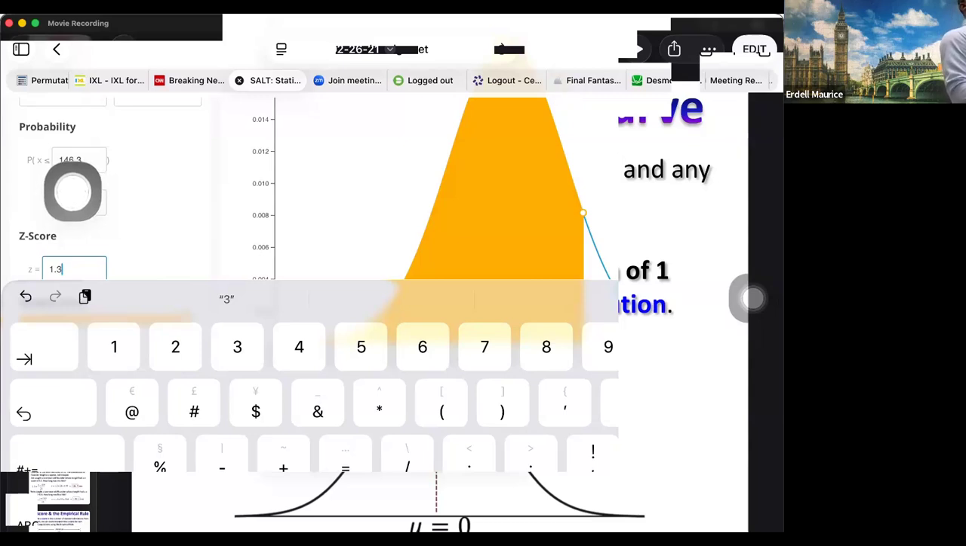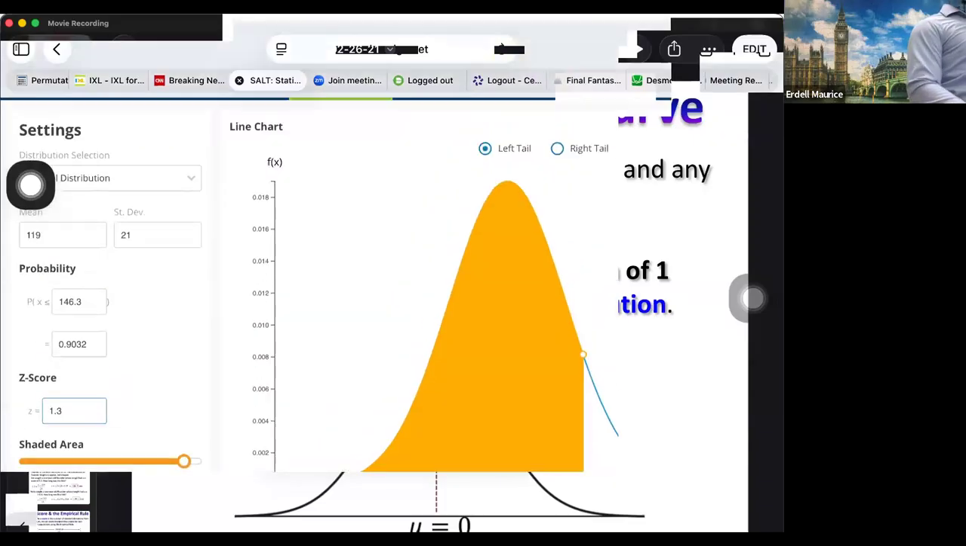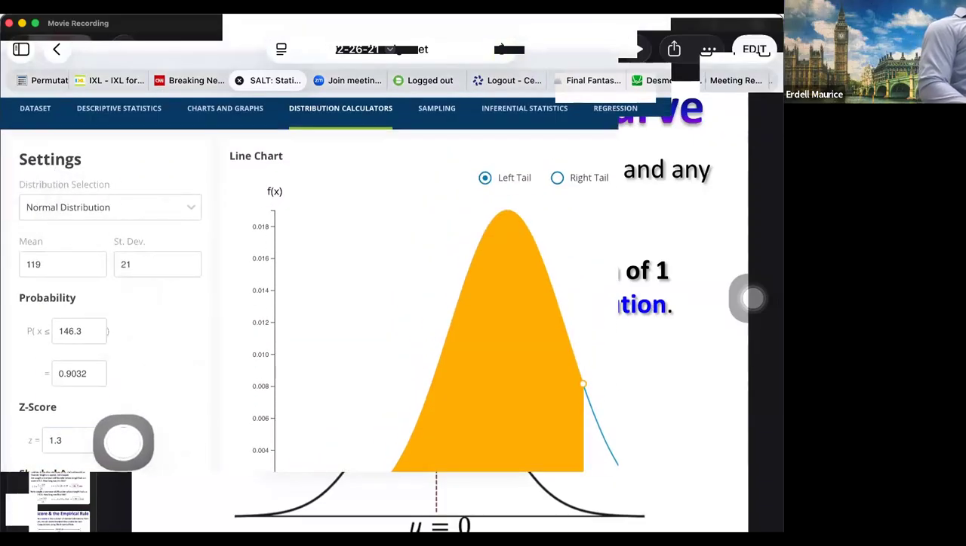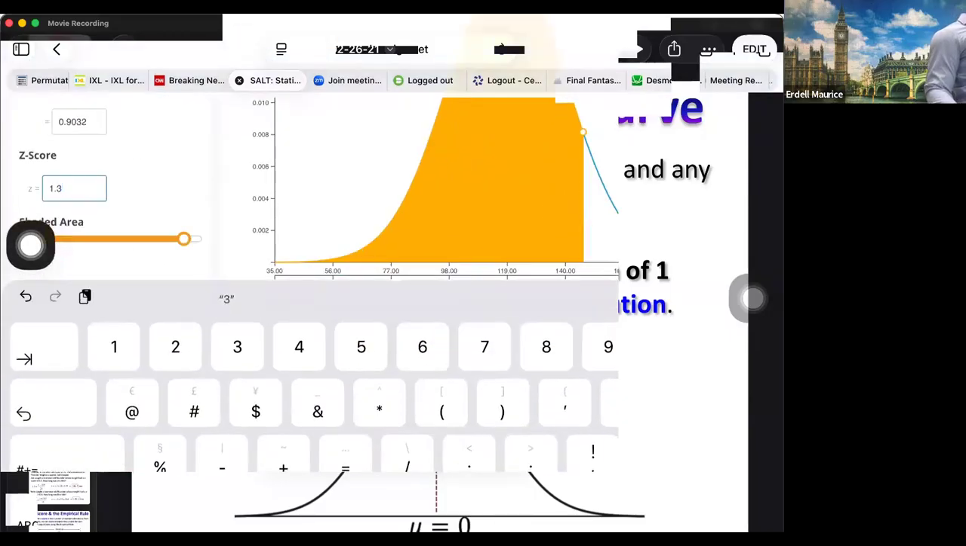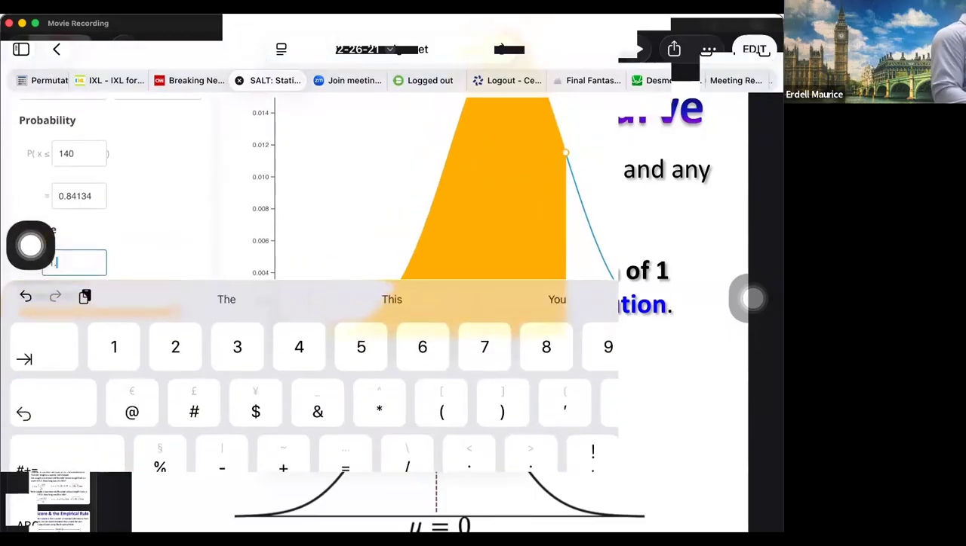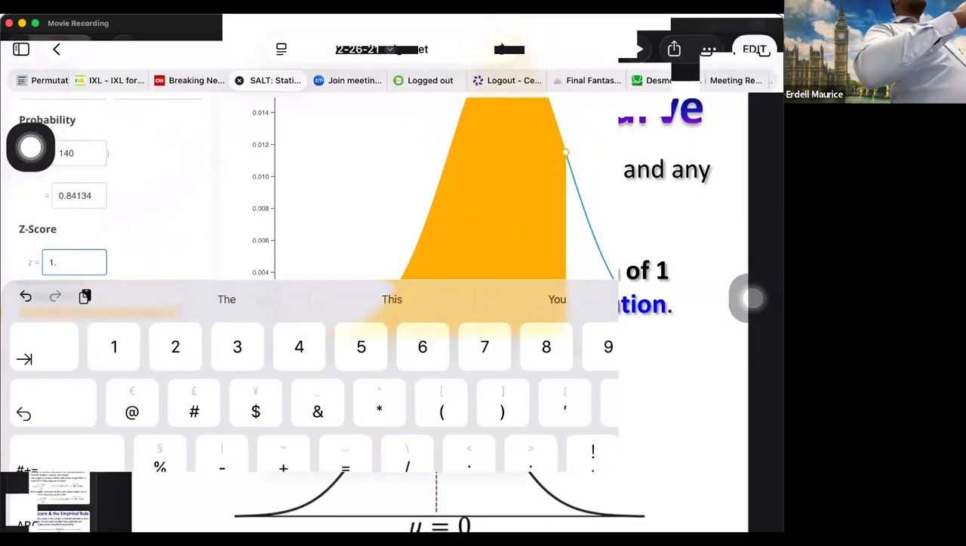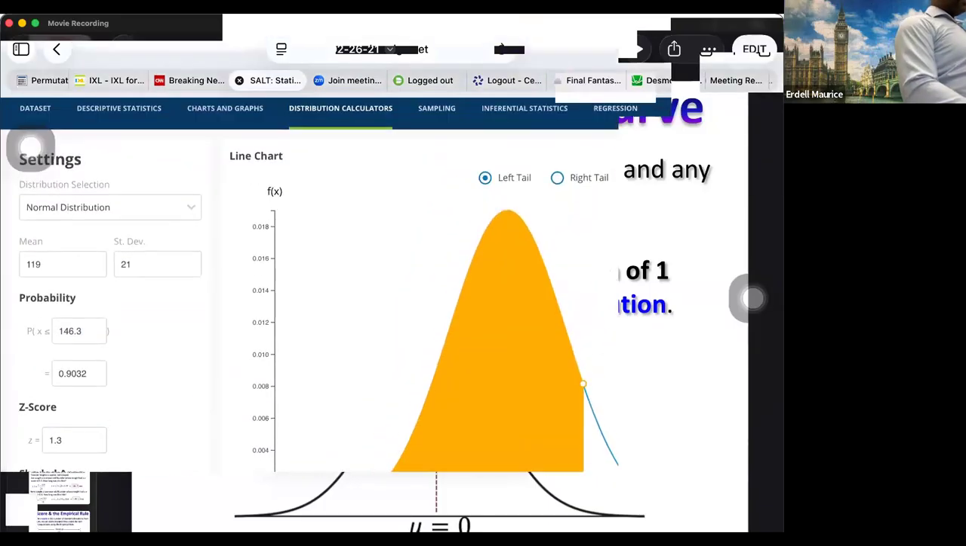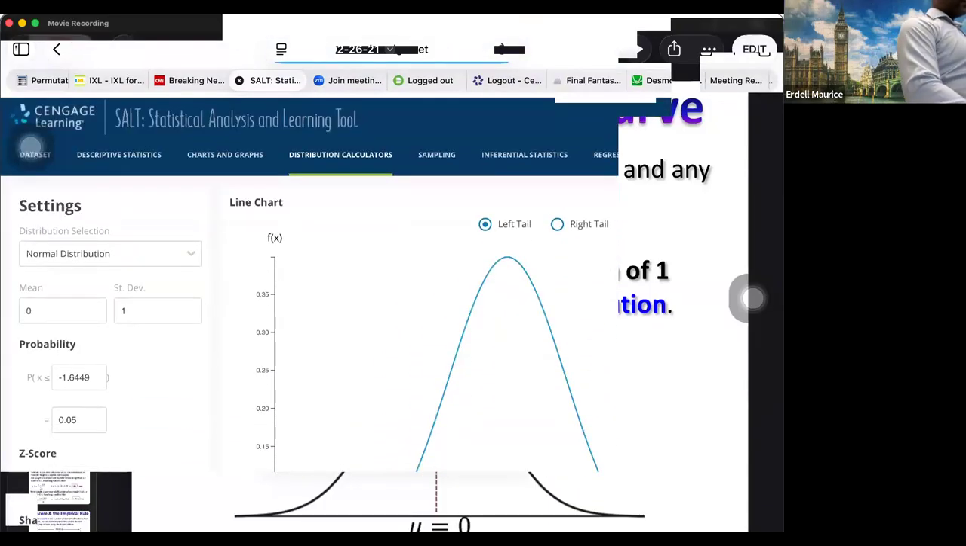Questions there? Since the two boxes are tied together, the X and the z-score box right here, once I change one, the other will change. If I change the z-score to 0, 1, for example, you can see right here the score changed as well. So if I change one, it will automatically change the other. So if I plug in my 1.3, it'll automatically give me the correct score. Questions?